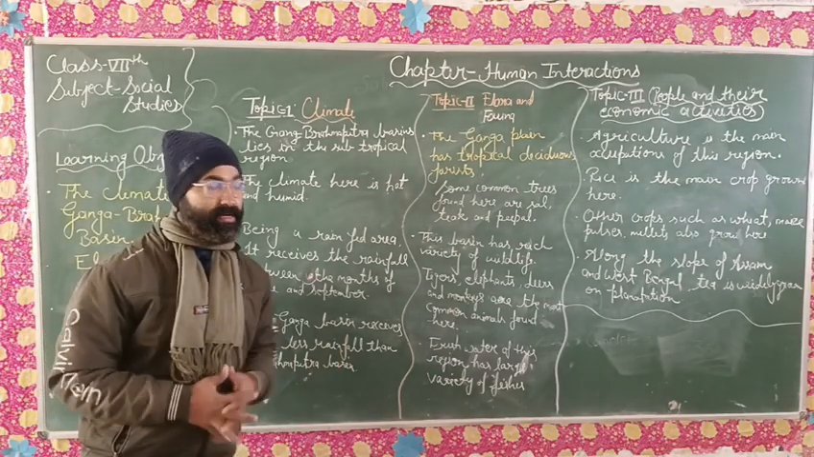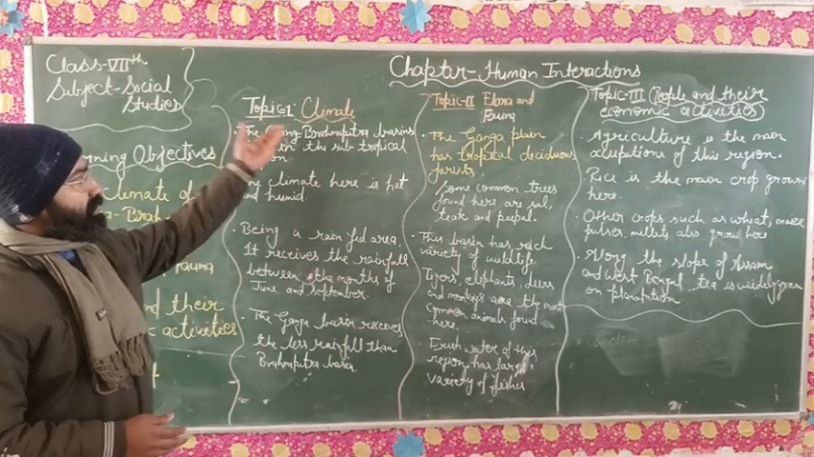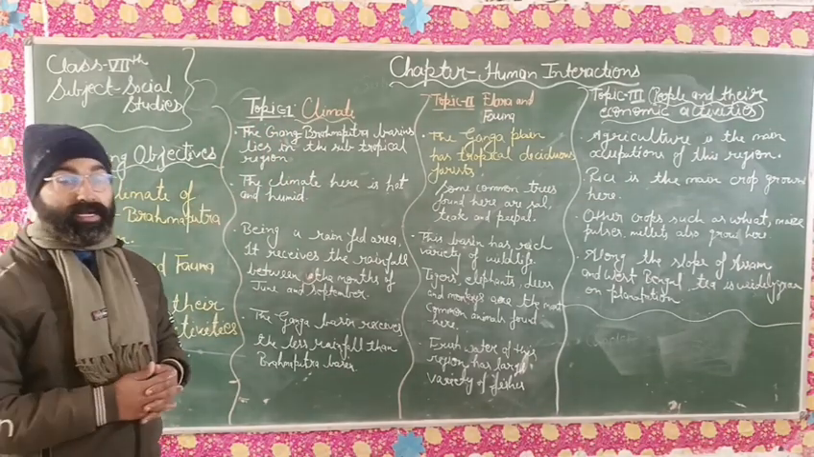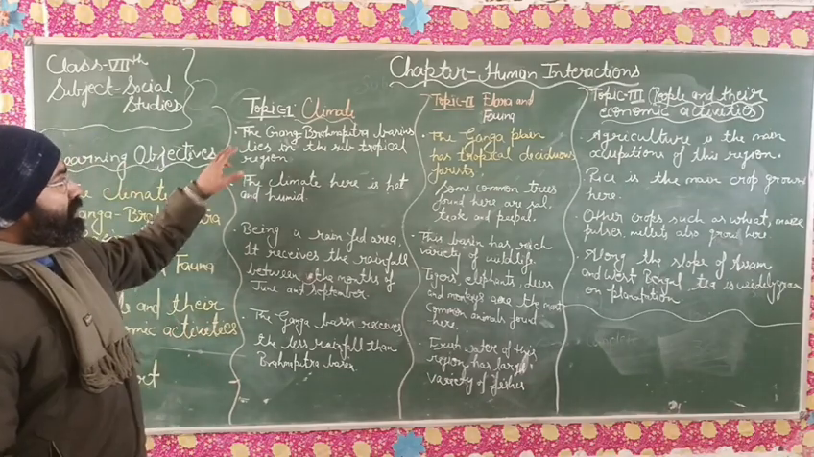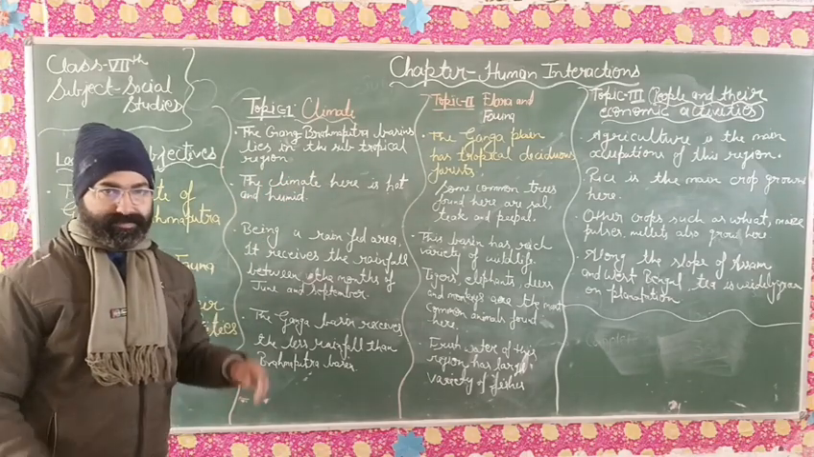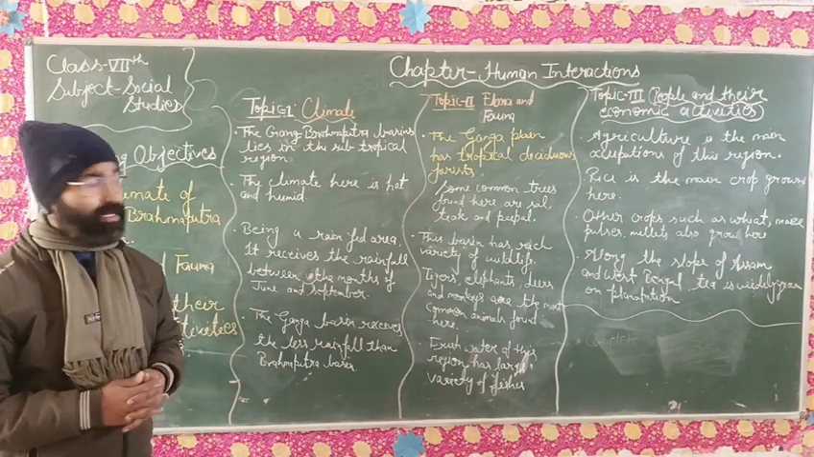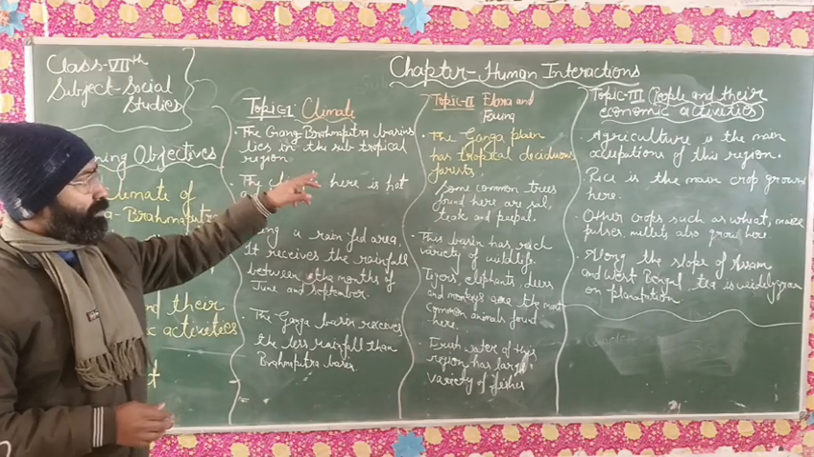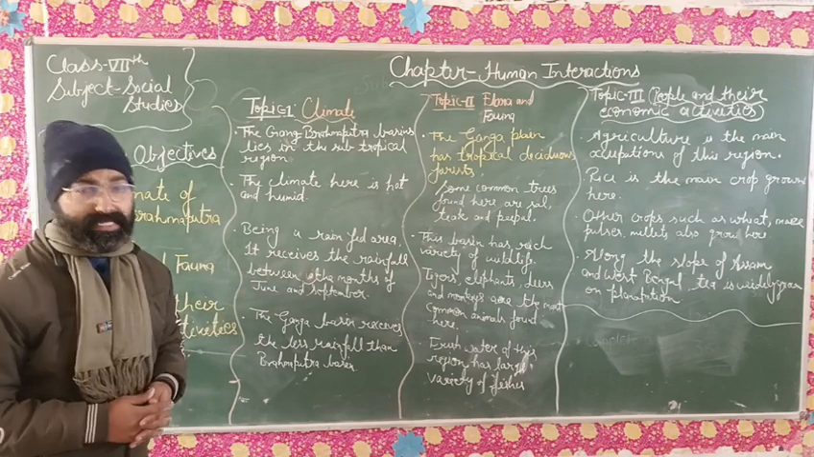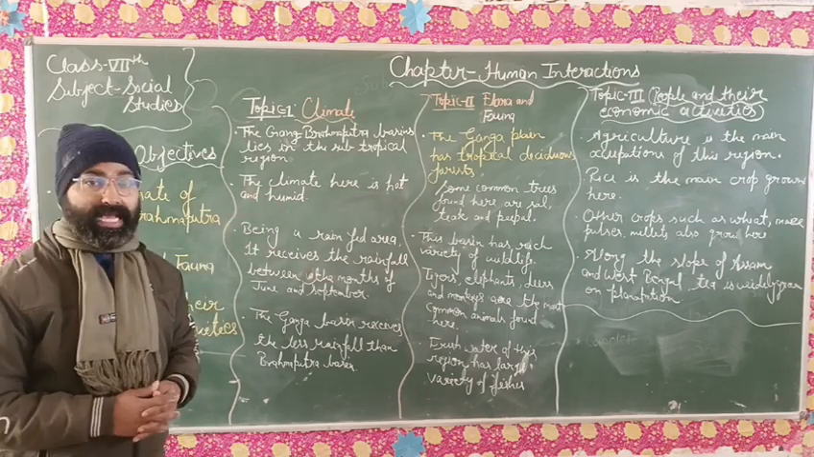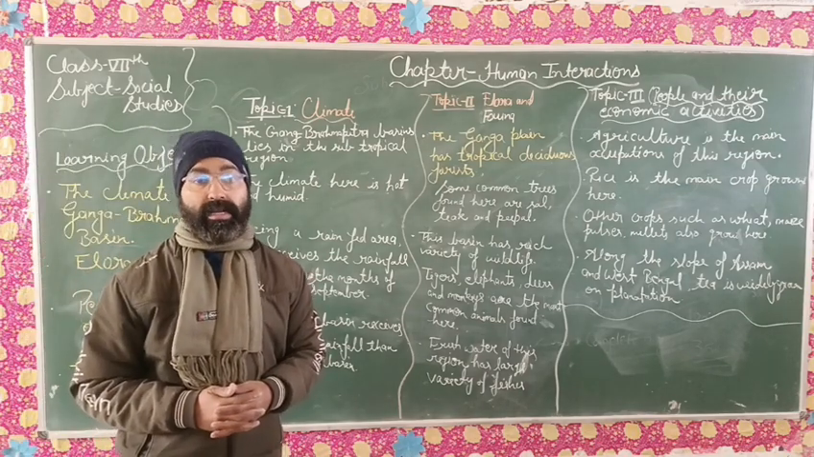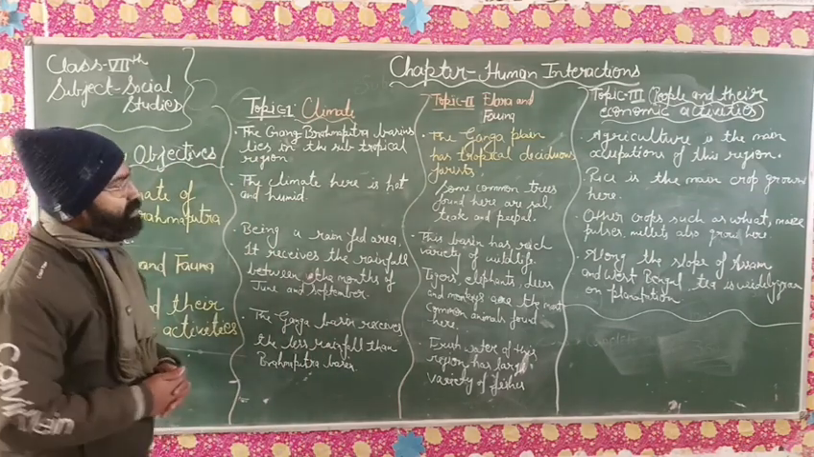Okay, so moving ahead, our first topic is the climate of the Ganga Brahmaputra basin. The Ganga Brahmaputra basin lies in the subtropical region, as I have already told you about the subtropical and tropical region. The part lying to the north of the Tropic of Cancer is known as the subtropical region, and the part lying to the south of the Tropic of Cancer is known as the tropical region.